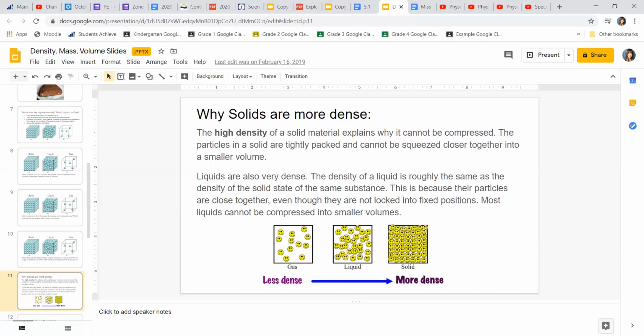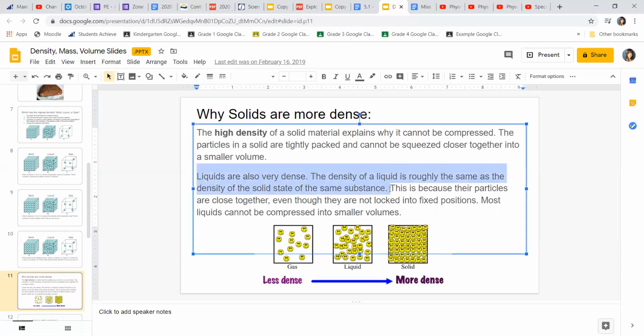Liquids still are very dense. Remember what I said though, that it is actually roughly the same as the solid state of the same substance. That's because the particles are still very close together, even though they're not locked into fixed positions. So some liquids can be compressed into smaller volumes, like I mentioned, but a lot of them actually can't because they're still too dense to easily do that.